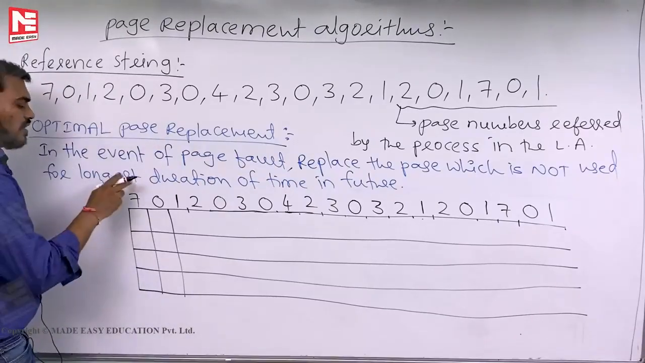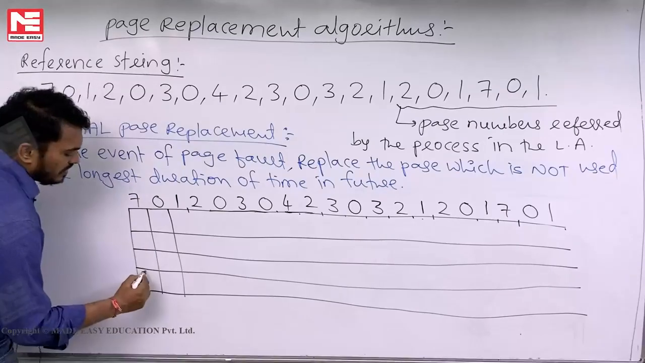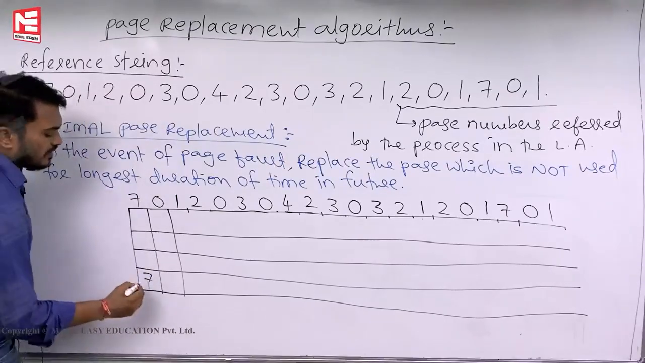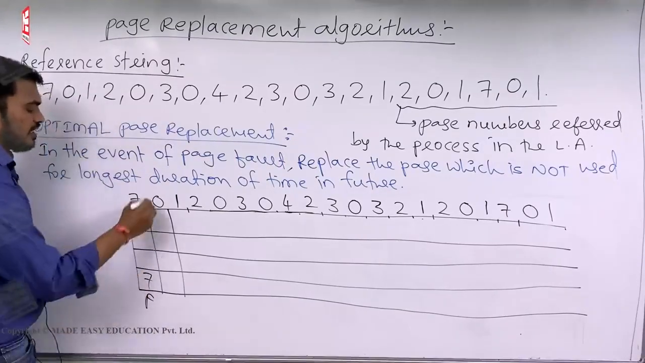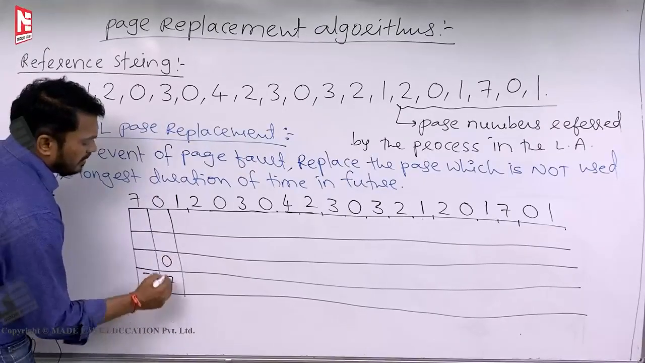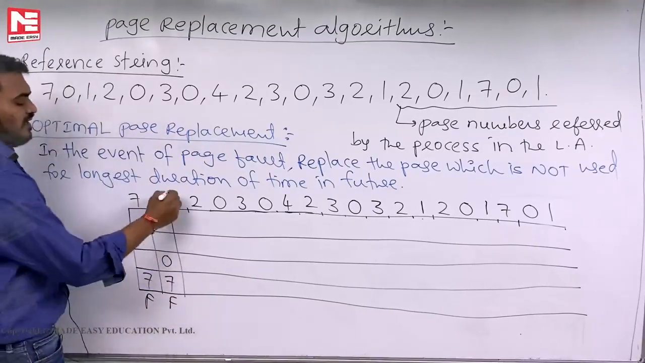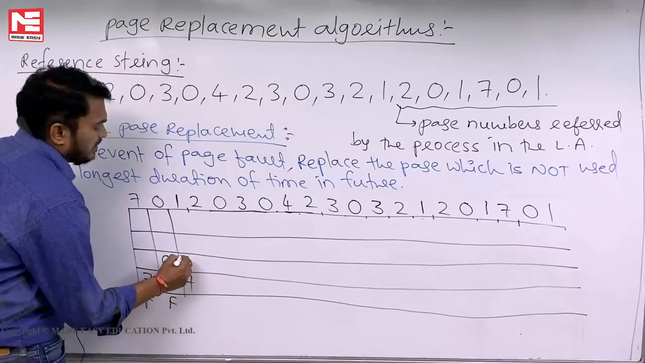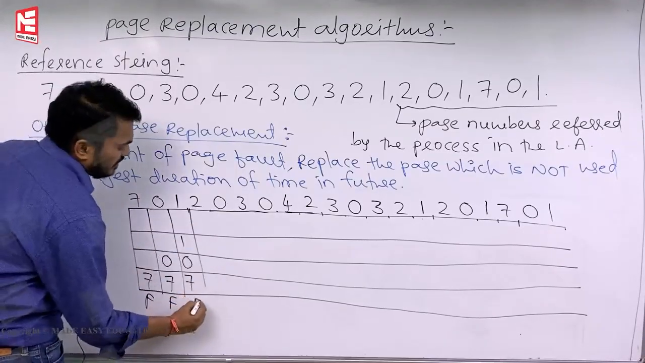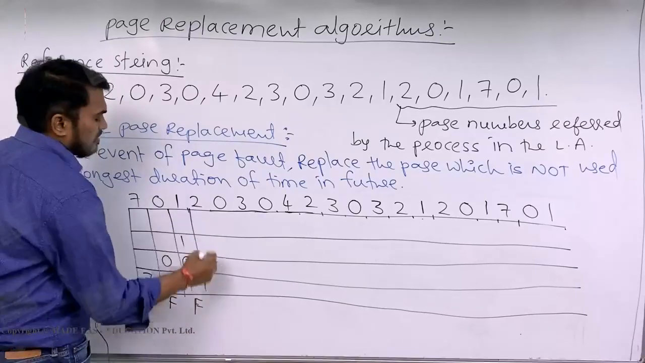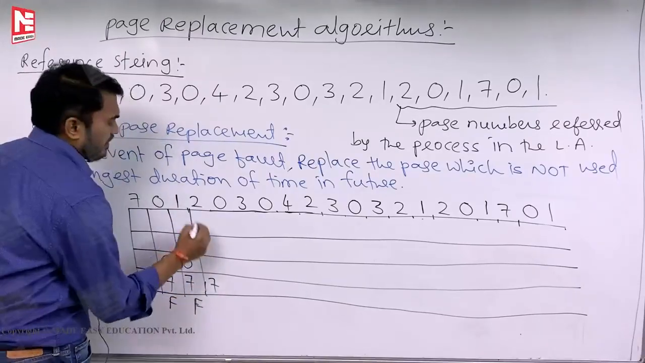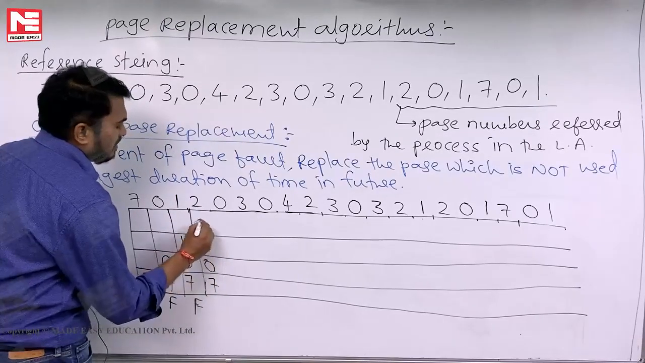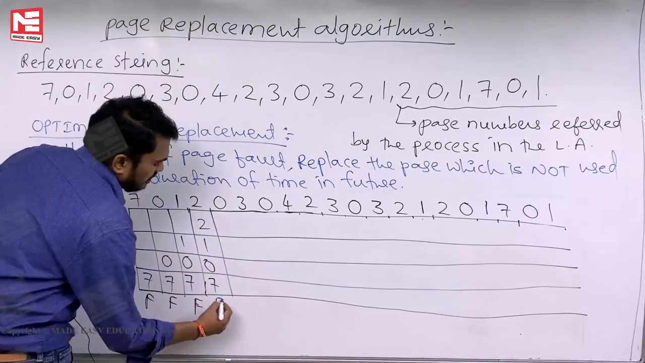Don't worry first. Now tell me, first is what? 7. So 7 is not available, we'll load that into memory, that is called a page fault. And next is 0, that is not available, that is a page fault. And next is 1, not available, we'll load into memory, that is a page fault. And next is 2, also not available, so we'll load that into memory, that is a page fault.